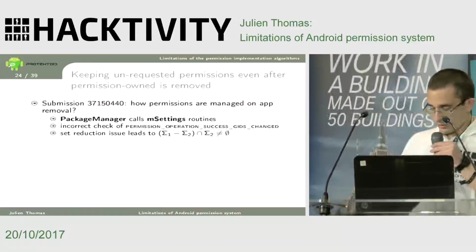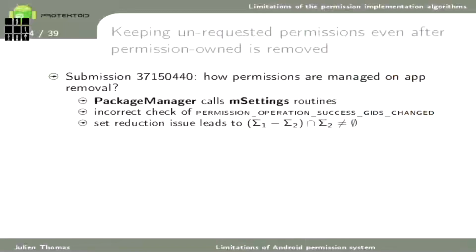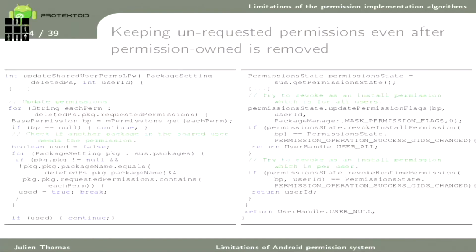Okay, so another issue, which is how to keep an unrequested permission even after the application that defined it is removed. Here again, we have what happens if we have 2 applications on Marshmallow, where we don't care about the API compatibility, that say they want to access internet, Bluetooth, contact and calendar. Here I put some source code, then I will explain the case. Here we have an interesting thing: this routine is called update shared user permission.